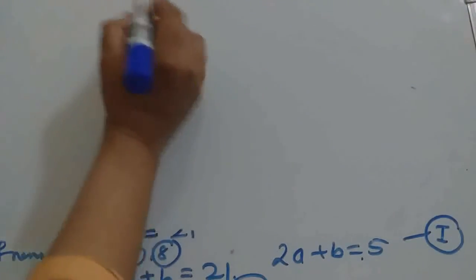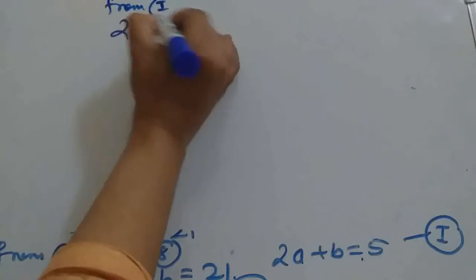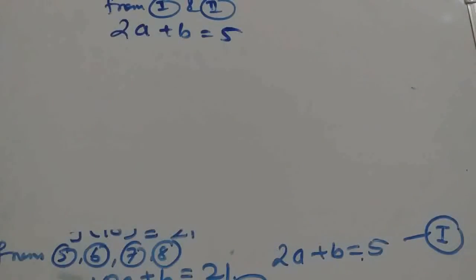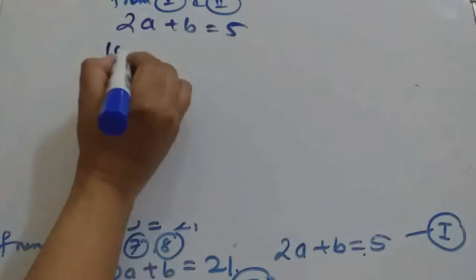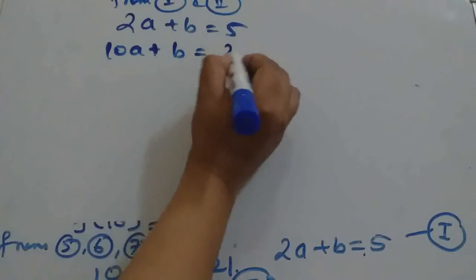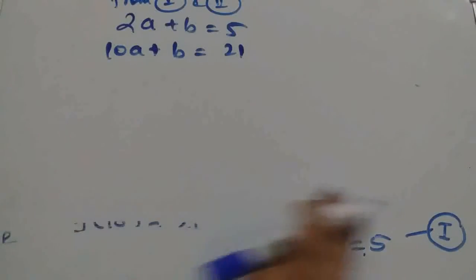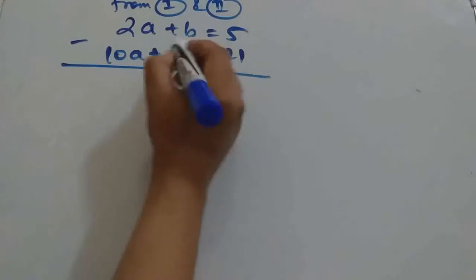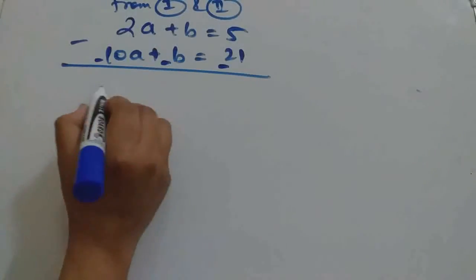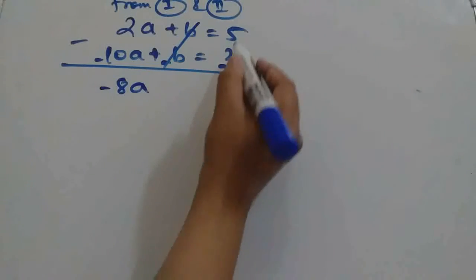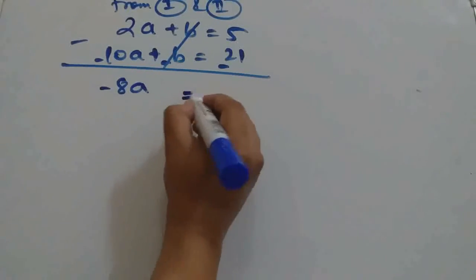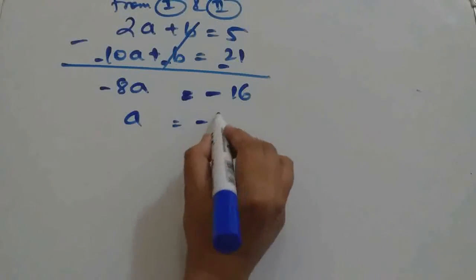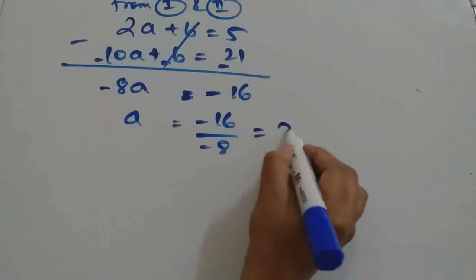So from Roman 1 and 2, we have 2a plus b equals 5, and 10a plus b equals 21. Now we can subtract both equations. If we subtract, the sign will change. Minus 8a, b will go, and we are left with minus 16, isn't it? So a will be minus 16 by minus 8, that means 2.